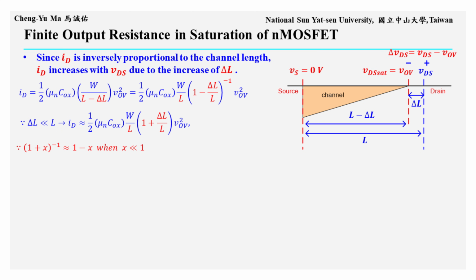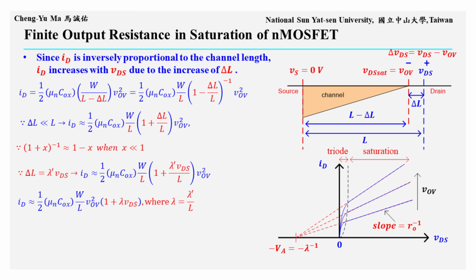Because delta L is much smaller than L, we can use the binomial approximation. The term 1 minus delta L over L raised to the negative 1 power is approximately 1 plus delta L over L. Therefore, ID is approximately 1/2 mu n C oxide W over L times the quantity 1 plus delta L over L times VOV squared. The length change delta L is a function of VDS, so we write delta L equals lambda prime times VDS. Here lambda prime is also a process-dependent parameter determined by the VLSI technology.